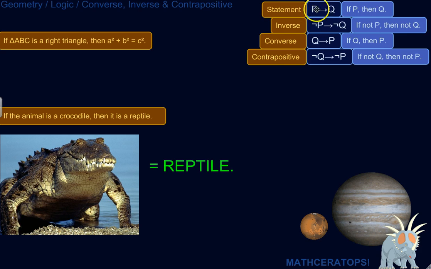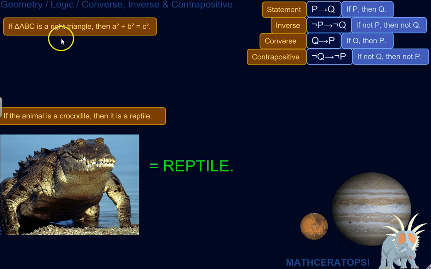So here's the original statement: if P, then Q. The inverse of that statement would be if not P, then not Q. The converse would be if Q, then P. And the contrapositive would be if not Q, then not P. Alright, let's try that on some actual statements.